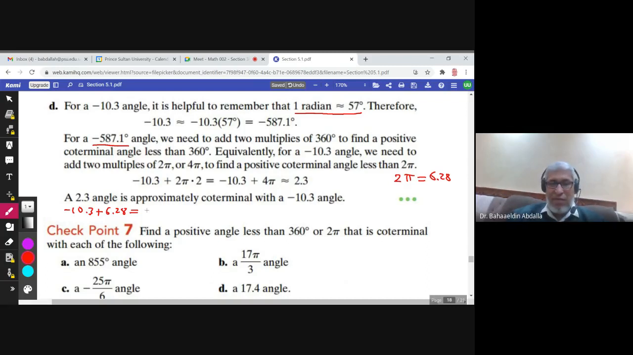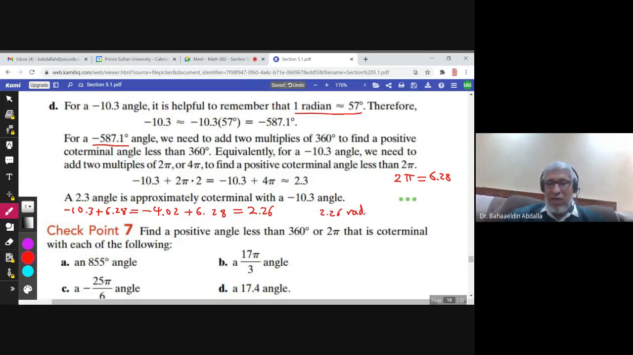This is negative 4.02. This is a coterminal angle with negative 10.3, but it is not good because he is asking for a positive angle and this is negative. So I should add another 6.28, another 2 pi. When you add another 2 pi, you will get 2.26.